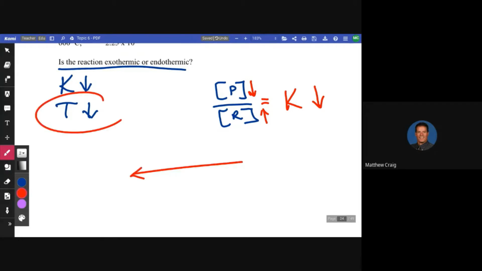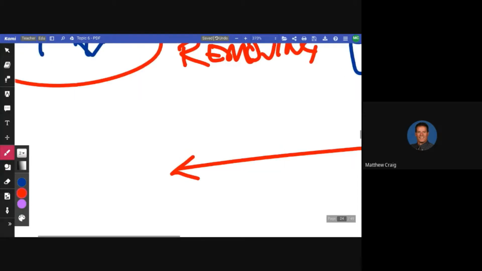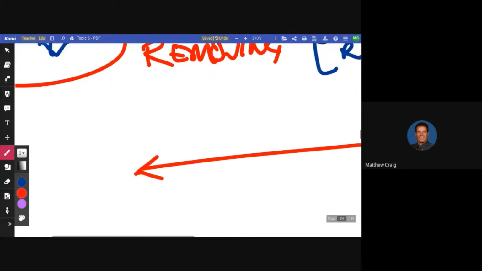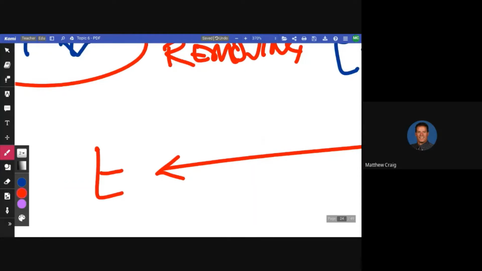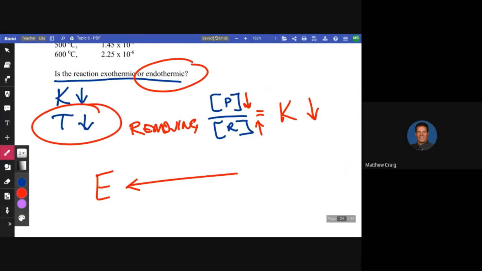If I'm decreasing my temperature, I am removing energy or removing heat. And this arrow tells me that I'm shifting toward the left side. Therefore, heat has to go here. Therefore, I have an endothermic reaction.